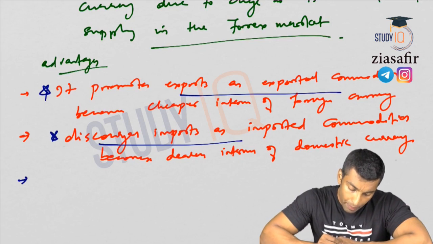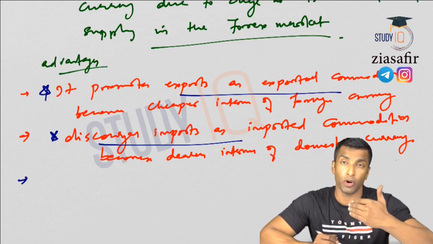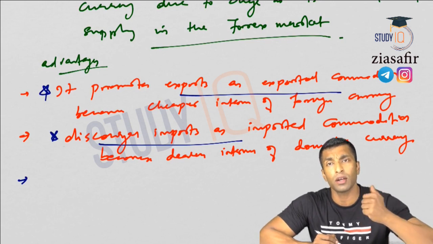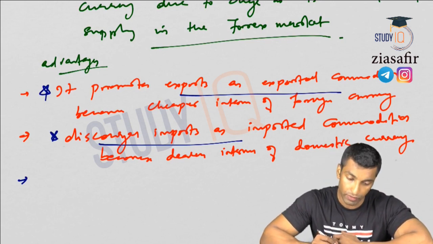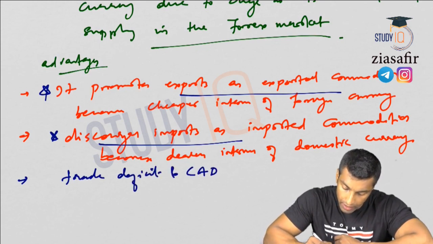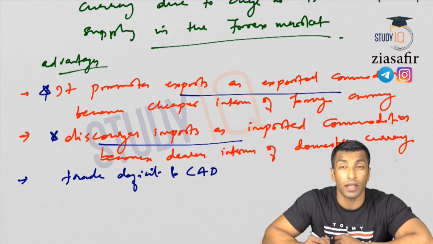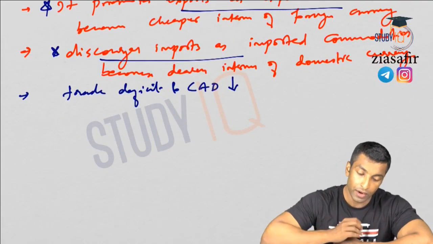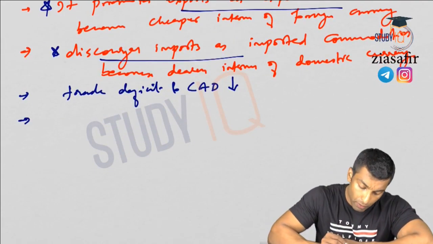So overall, when you are encouraging exports and discouraging imports, the current account deficit will automatically reduce, which is desirable. So the trade deficit and current account deficit, if you remember, I have discussed in detail in balance of payments what is trade deficit and what is current account deficit. This will decrease.